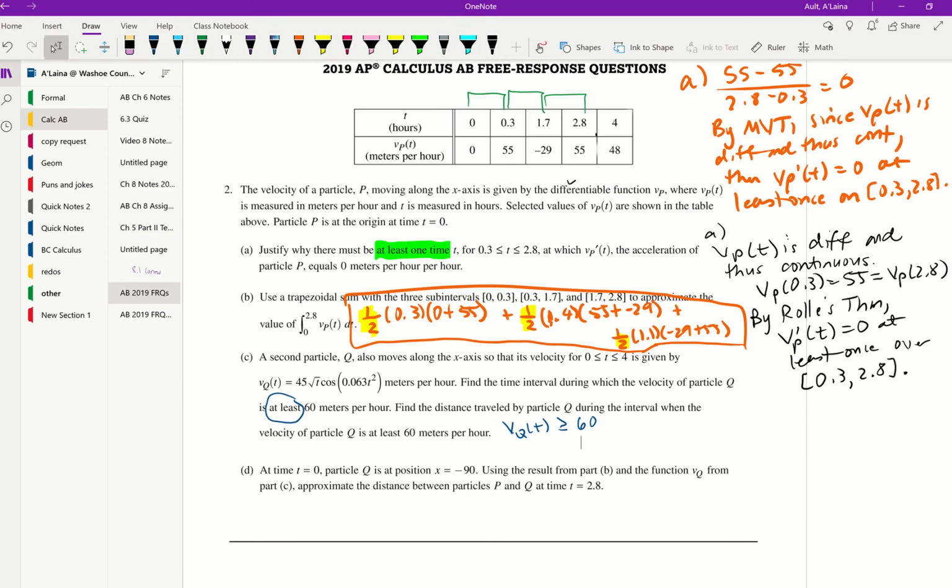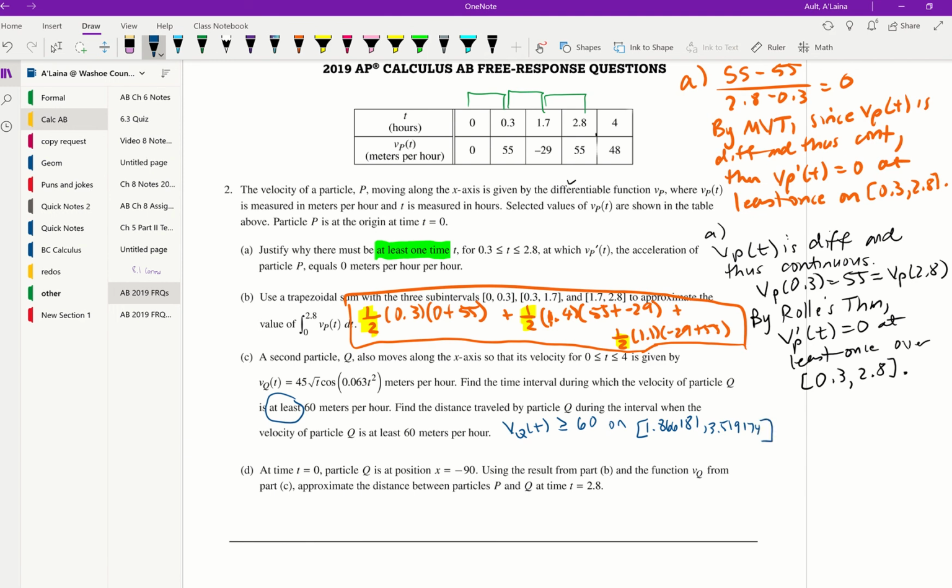Now, I do need to be writing some things down here about this. I should be mentioning that v sub Q of t, I'm looking for where it's greater than or equal to 60. And this is on the interval from 1.866, and I'm going to carry this out a couple more decimal places, to 3.519174.